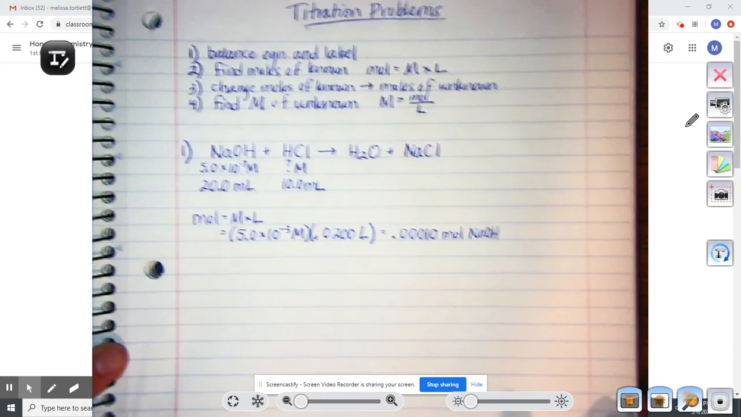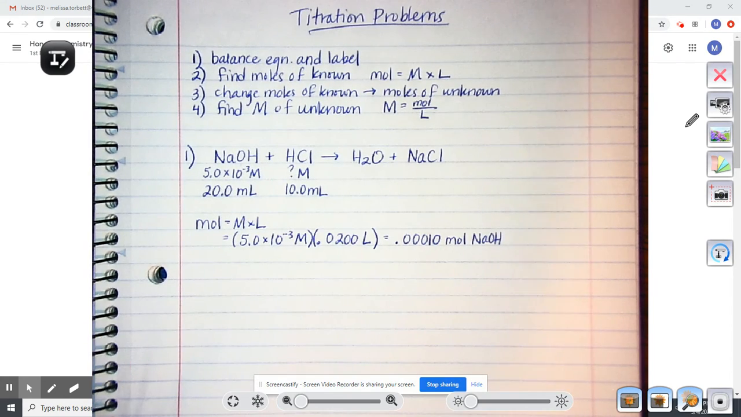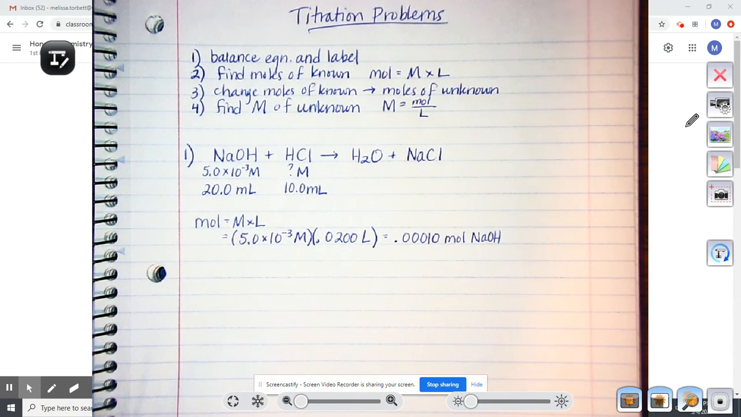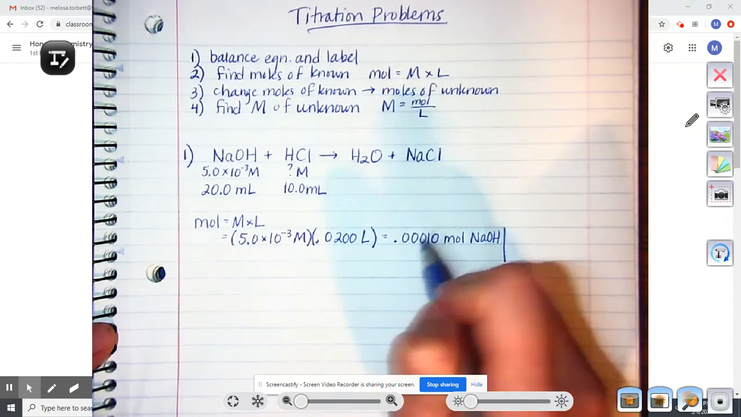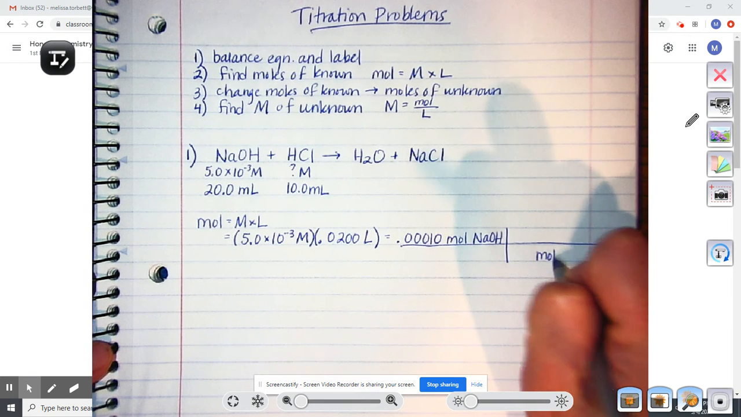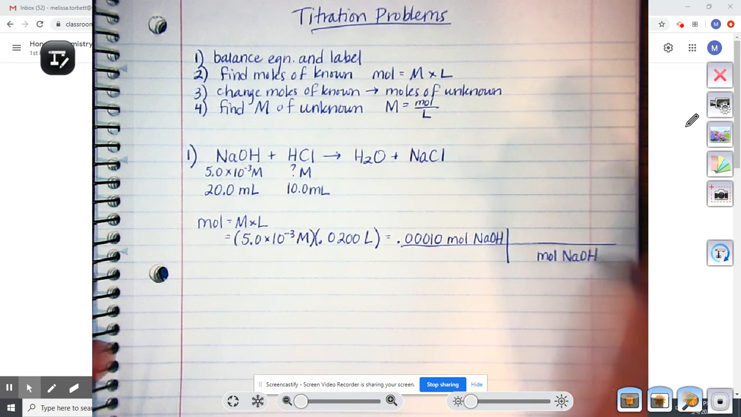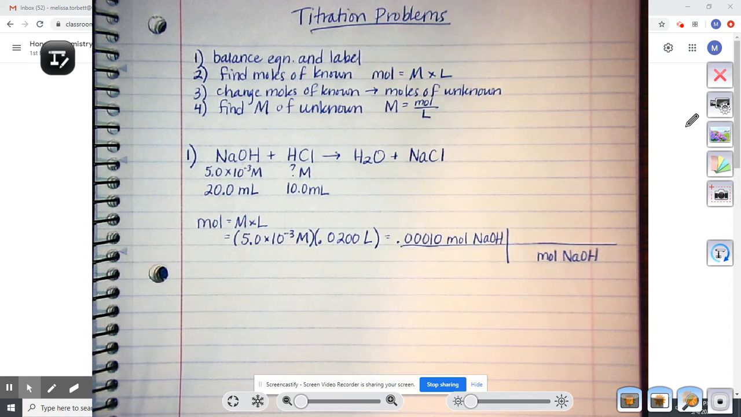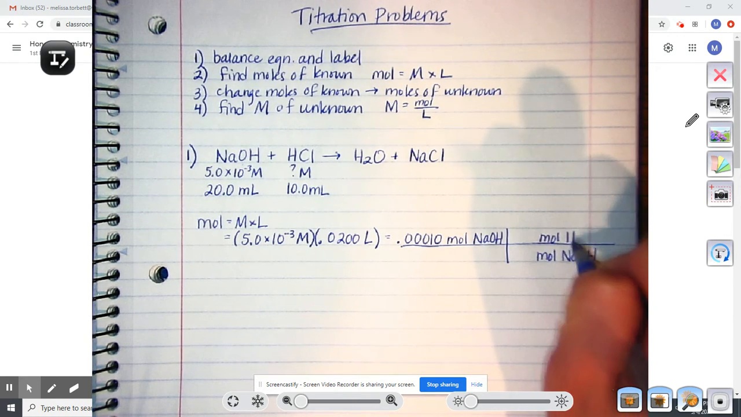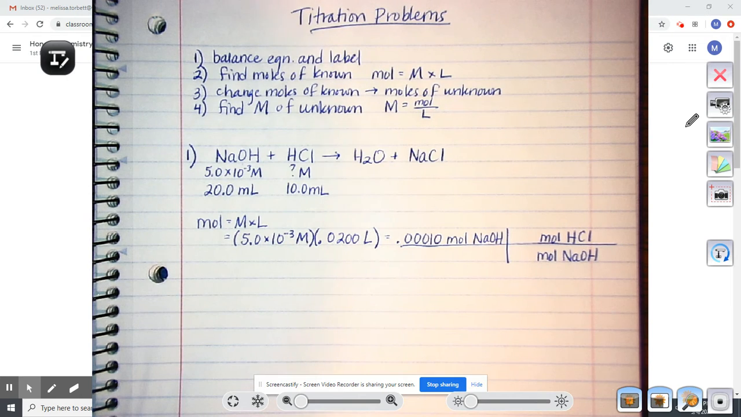I may run out of room, but I usually just try to attach step 3 to step 2. We have to change the moles of the known to moles of the unknown, which is HCl. And this is that mole to mole stoichiometry problem. But it's real simple. I have moles of sodium hydroxide and I don't want it, so I put it on the bottom. I do want moles of the unknown, which is the HCl, and I put that on top. So moles of HCl is the unknown. That's what I'm looking for.